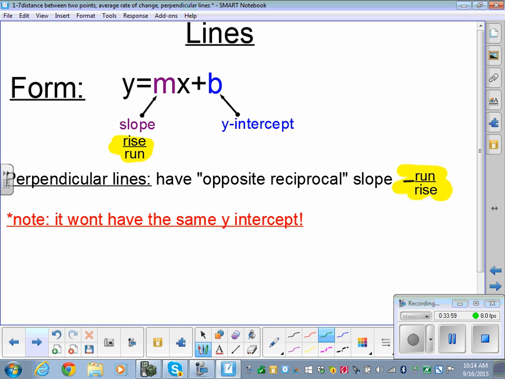Now, you won't have the same y-intercept. Think about it. Well, it might not. It depends on the problem. But our problems probably won't have the same y-intercept, meaning where they cross the y-axis might not be the same. So we're going to go ahead and do our first problem here. With that in mind, the most important thing is that perpendicular lines have opposite reciprocal slopes.